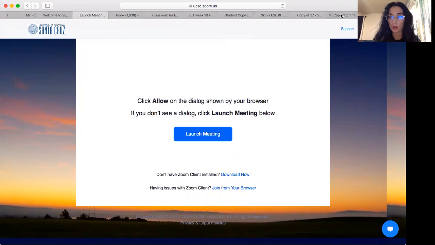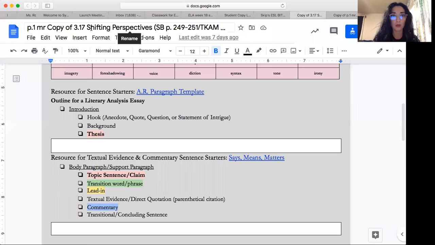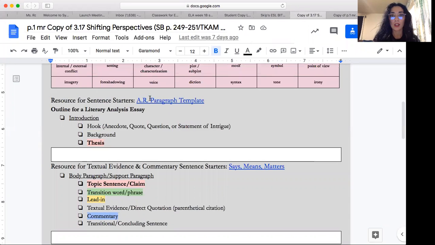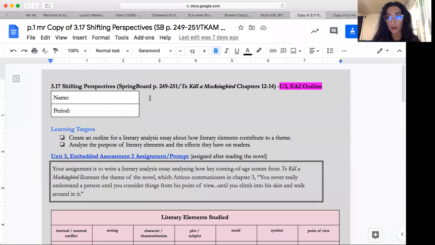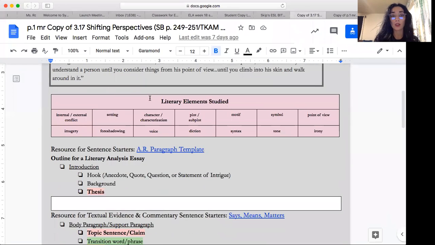Okay, and just to remind you guys, this is activity 3.17. This is the outline for your final essay. So it's really important that you do this so that you can be prepared for your essay. And if you do this with a lot of detail and a lot of thought, then your essay is going to be a piece of cake.